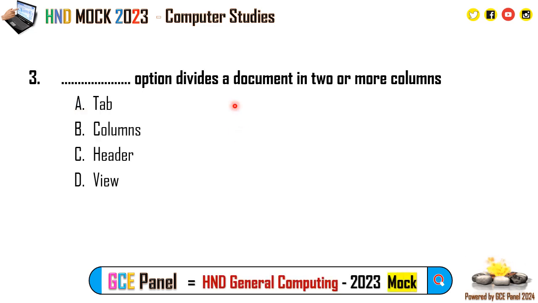Question 3. Which option divides a document into 2 or more columns? You use the columns option to divide the document into 2 or more columns. For example, this page, I may want this page to be in 2 columns. I'm going to look at the columns option in the application so that I can divide this into 2 columns, 3 columns, or even 4.